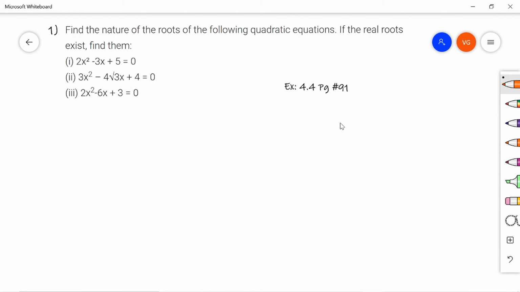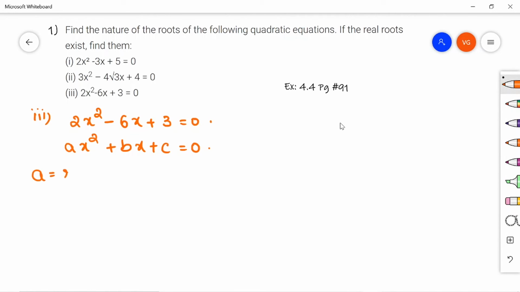Let us start solving the third equation. They have given 2x square minus 6x plus 3 is equal to 0. So on comparing this with the standard form ax square plus bx plus c is equal to 0, we get a is equal to 2, b is equal to minus 6 and c is equal to 3.